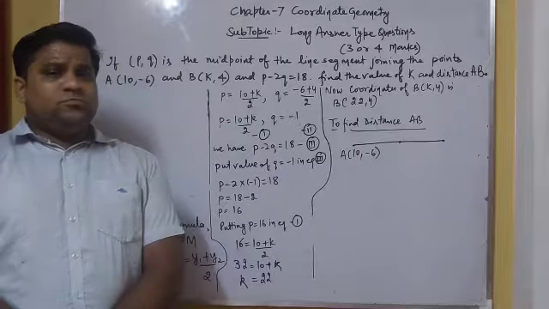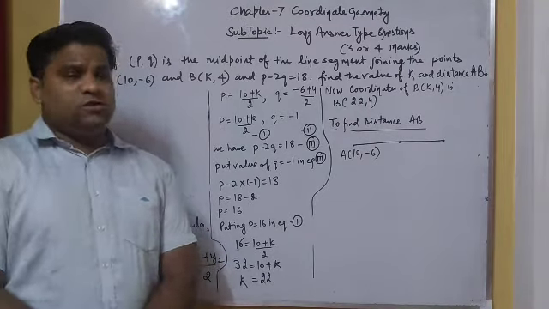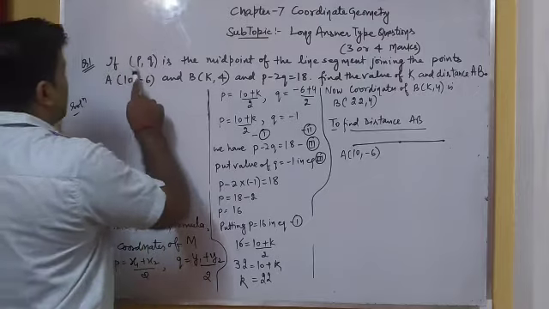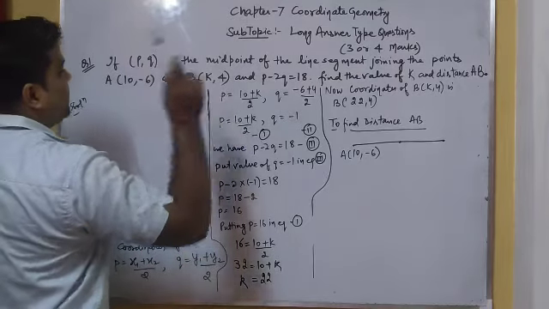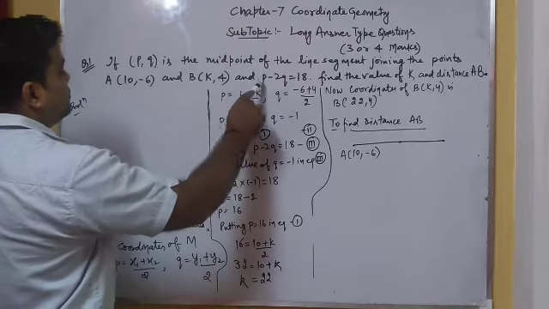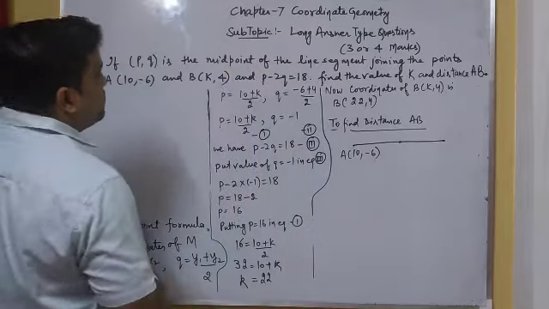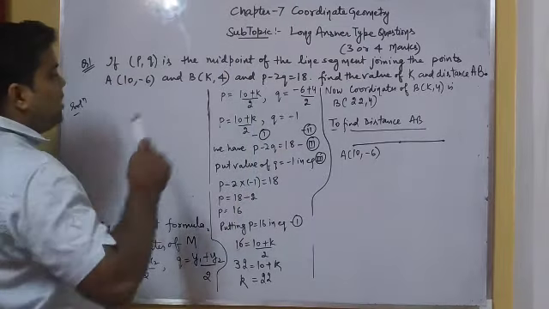Now let us come to some long answer type questions which come in the category of 3 or 4 marks. Question number first. If the coordinates P, Q is the midpoint of the line segment joining the points A and B, the coordinates are given, and here the equation is given P minus 2Q equal to 18. So here we have to find the value of K and the distance AB.